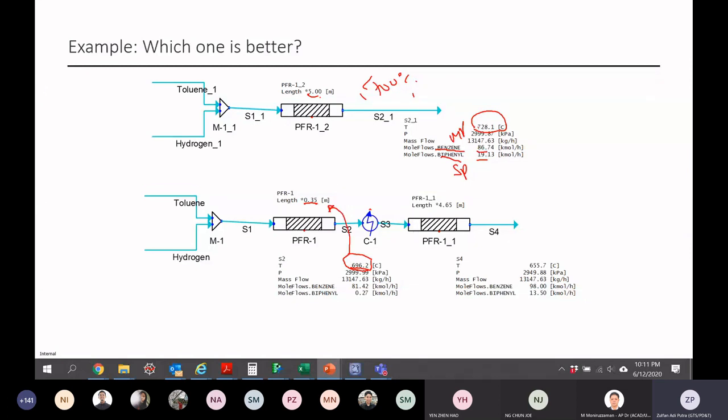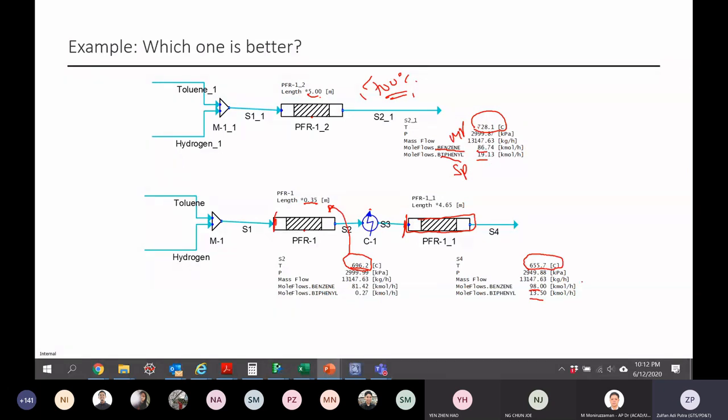And then I cool it down to the same temperature as in here. And then put it back again to the remaining length. If this is 35 centimeters, this is then 4 meters 65 centimeters, to get to the same total length. So in this case, I still end up with a lower temperature, so I'm okay with this safety concern. And then you can see now I'm producing more benzene, 98 compared to 86, and then less biphenyl, 13 compared to 19.